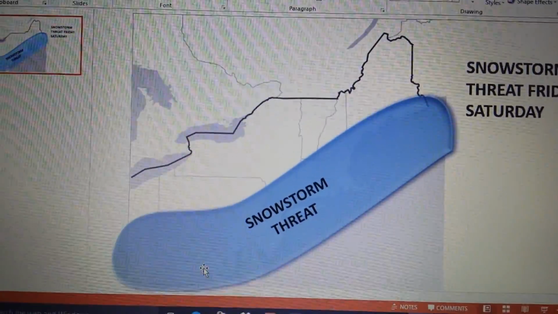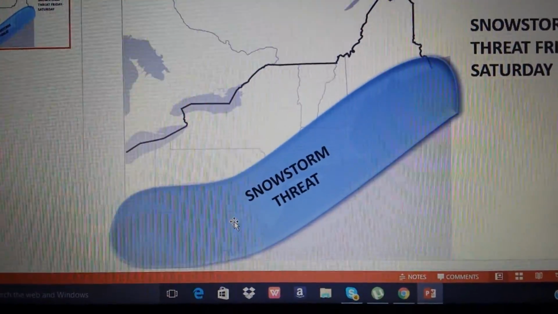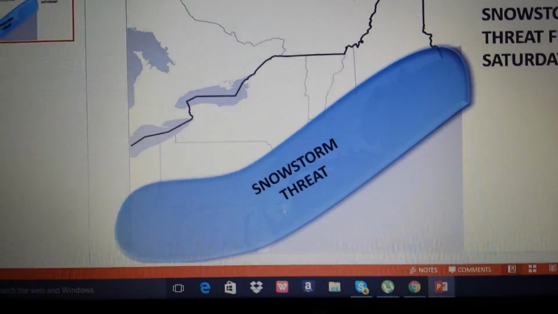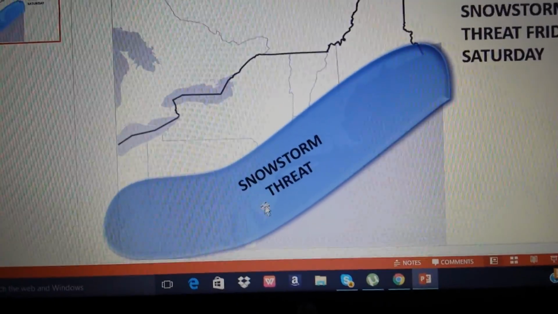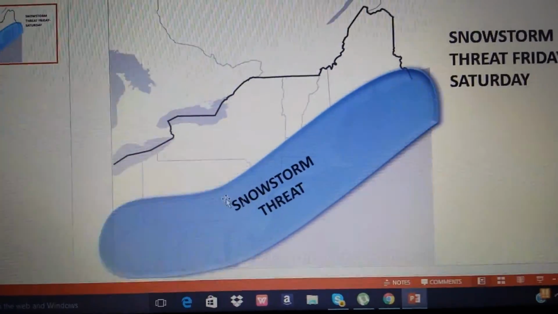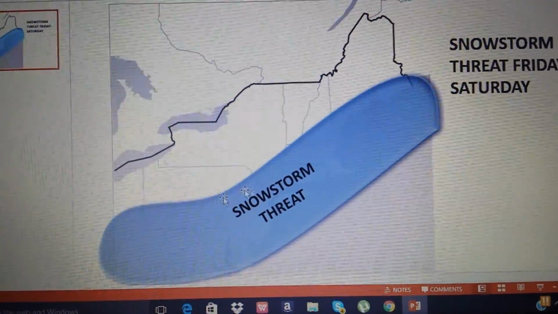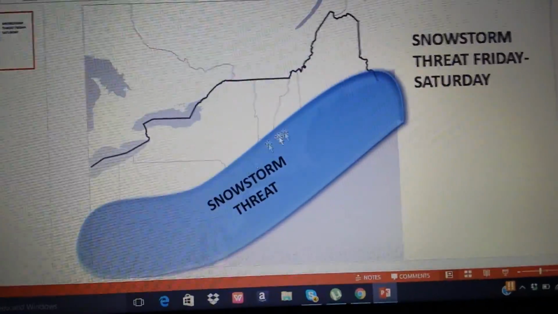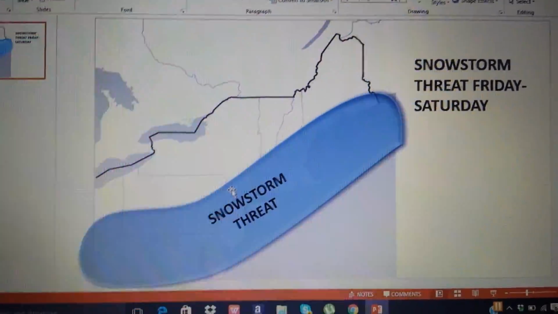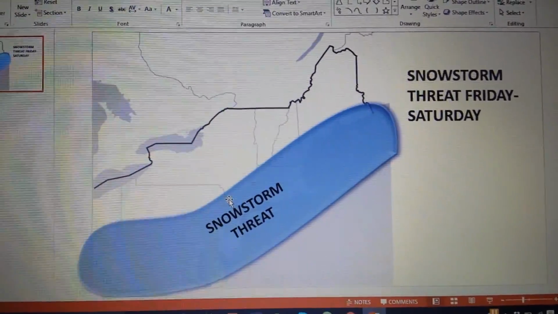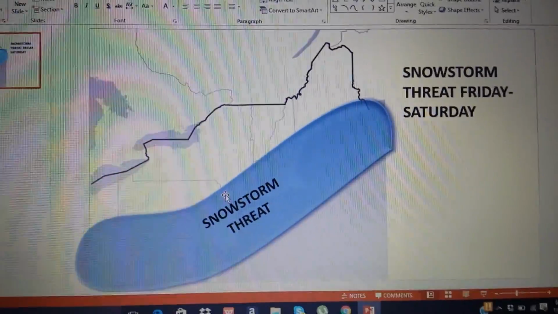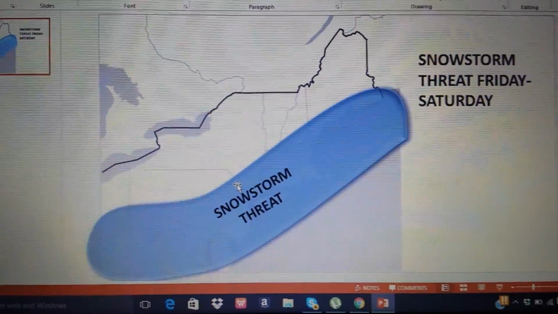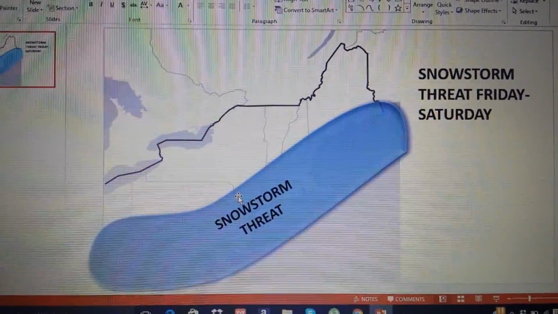Richmond is getting a lot of snow out of this. Washington, D.C., Baltimore, Philly are all getting a lot of snow. Dover, Delaware as well. That would be the bullseye, this area that I'm circling with my mouse right here. Further on north, for the rest of the threat area, that's where the questionable situation comes into play. Will the storm strengthen enough to come farther north?